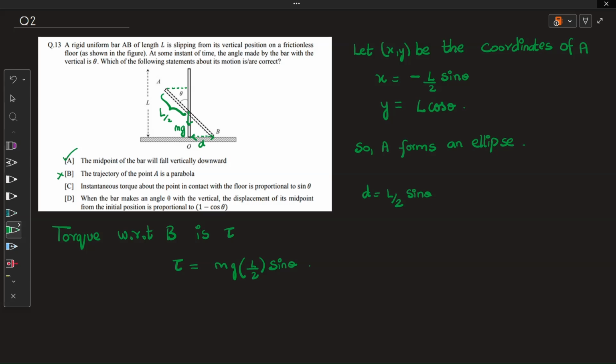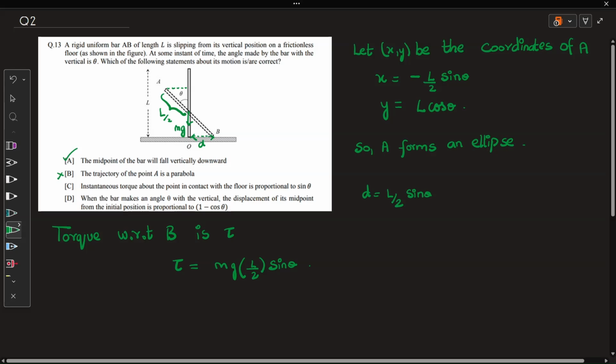Instantaneous torque about the point in contact with the floor is proportional to sine theta. So how are we going to say it? The point in contact with the floor is B. So instantaneous torque about B, the only force is mg. So mg is at this point and the perpendicular distance is d, and d is nothing but L by 2 into sine theta. Because mg into L by 2 into sine theta is nothing but the torque with respect to the point B. So option C is also right.